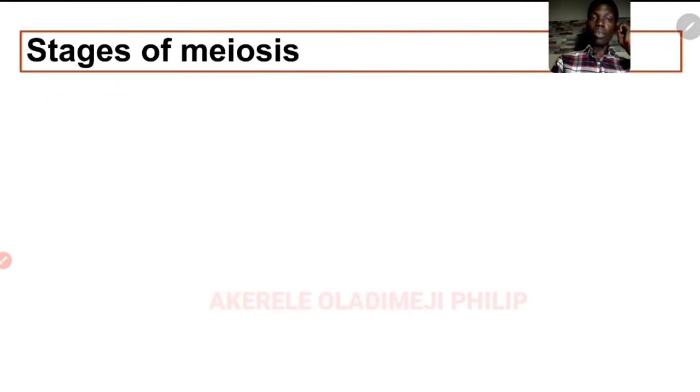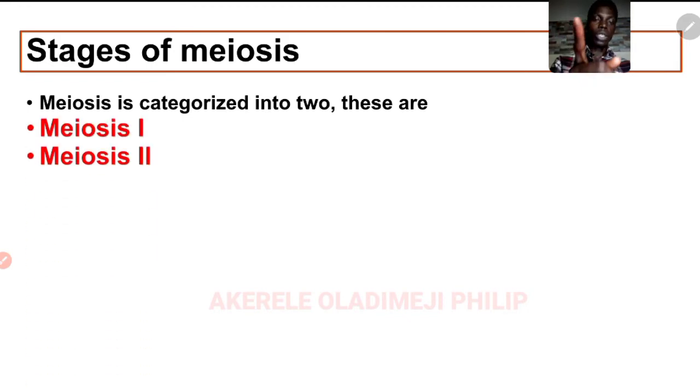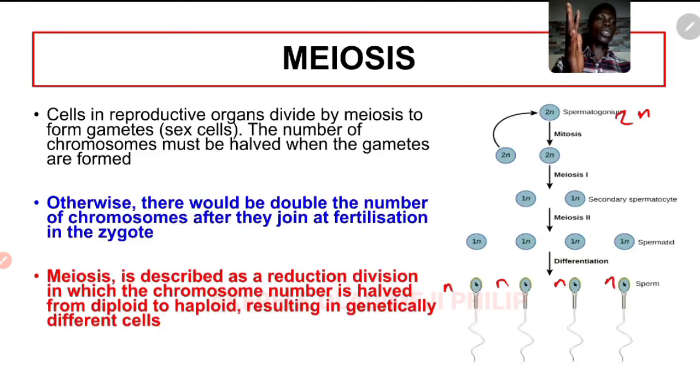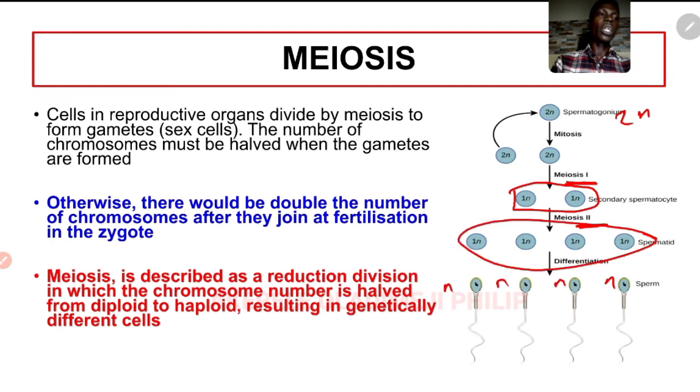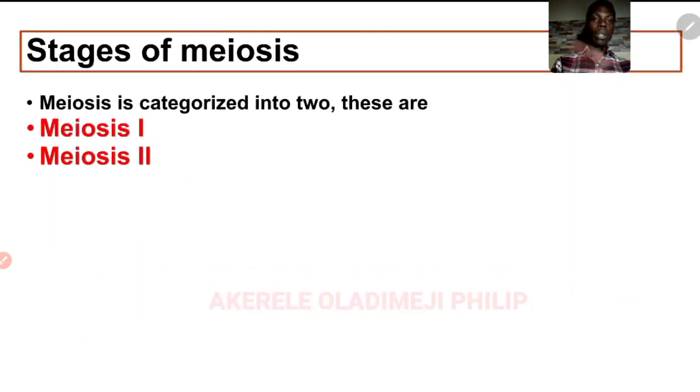Now, stages of meiosis. I'm going to explain that part where I talked about how we have the variation, like I told you. Meiosis is categorized into 2 broad stages, Meiosis 1 and Meiosis 2. Let me go back and show you something. You can see Meiosis 1, Meiosis 2. At the end of Meiosis 1, you have 2 daughter cells. At the end of Meiosis 2, you're going to have 4, because each of the 2 divided to form 2. So we have 2 stages, Meiosis 1 and Meiosis 2.